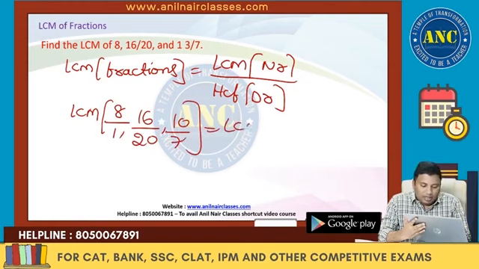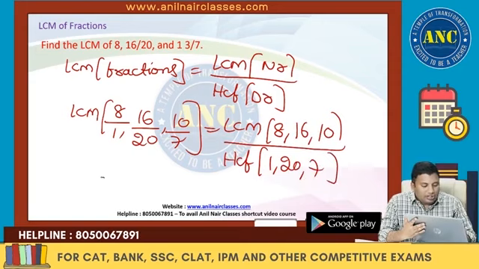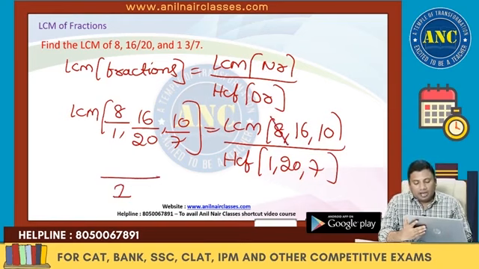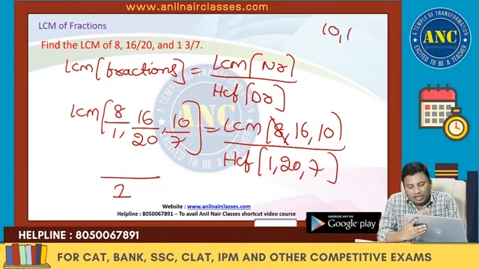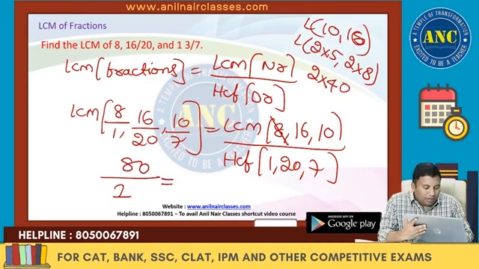These are nothing but LCM of 8, 16 with 10 divided by HCF of 1, 20 and 7. HCF of 1 with any number is 1. 8 is a factor of 16, so it is eliminated. 10 and 16, LCM is 2 5s are 10, 2 8s are 16. So this will become 2 into 8 5s are 40. Answer is 80 by 1, which is 80.